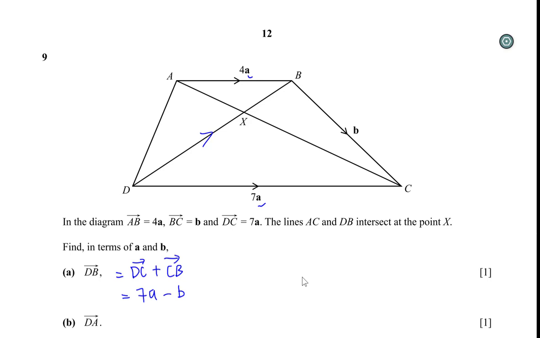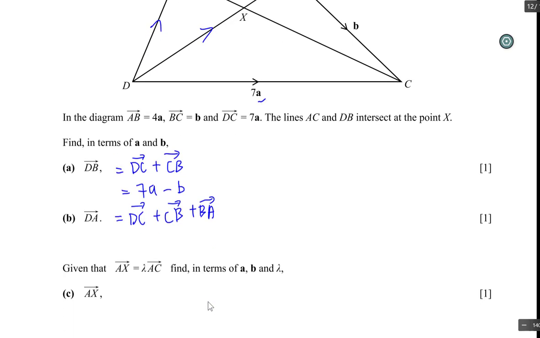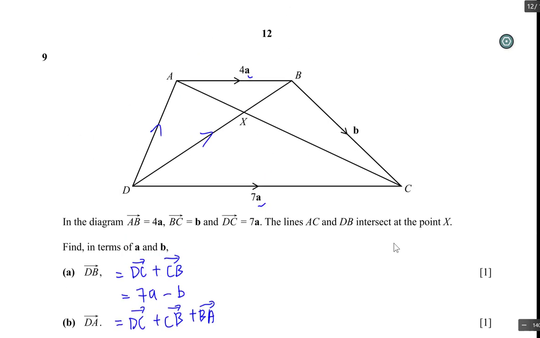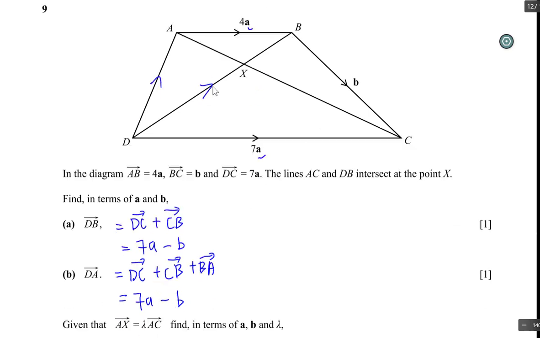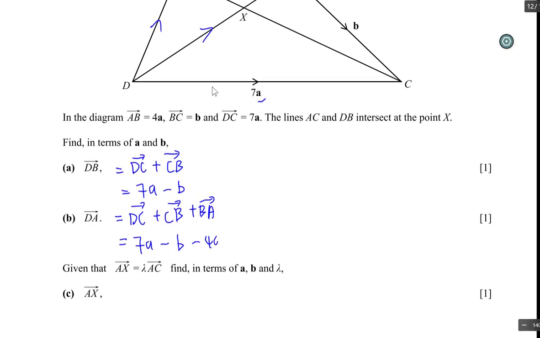So D to A. Okay, D to A, I can go all the way, right? So I can say it's DC plus CB plus BA. Of course in the exam, you don't necessarily have to write all this, but I write it out so that you can understand. This is 7A minus B. What's our BA? BA is negative 4A, right? Minus 4A. Then you should have 3A minus B.